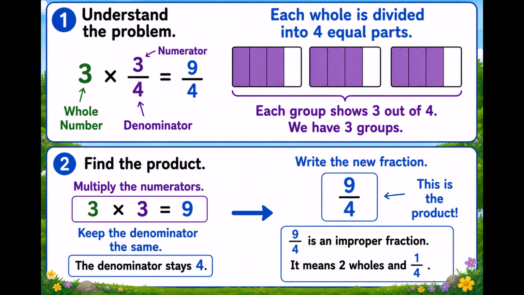All right? So keep the denominator the same is where we are for step 3. The denominator stays 4. So what that means is 3 times 3/4 equals 9/4.